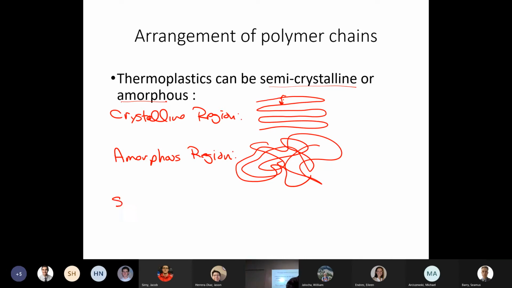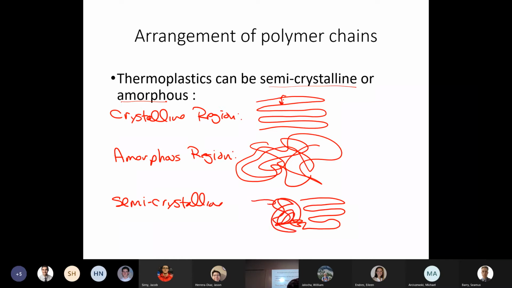So if we are semi-crystalline, we have regions of both. We would have some of our chain stacking, and then we've got some amorphous, and then we have some of our chain stacking as well. And we know that the semi-crystalline will have some regions or properties of both the amorphous and the crystalline.